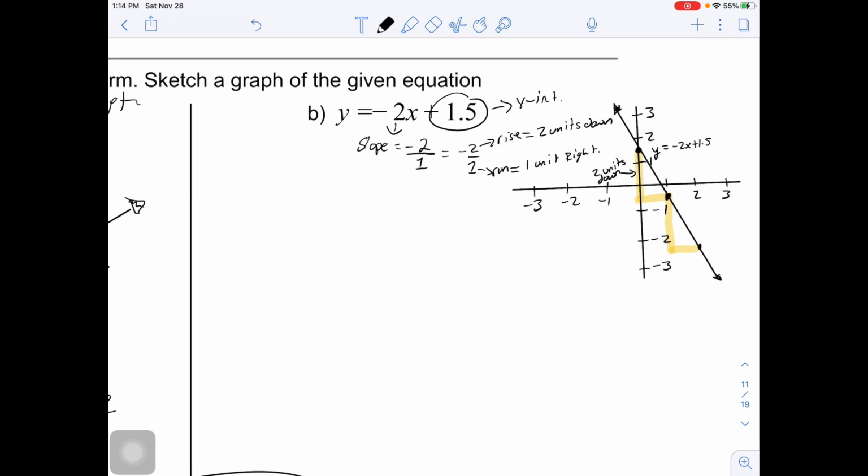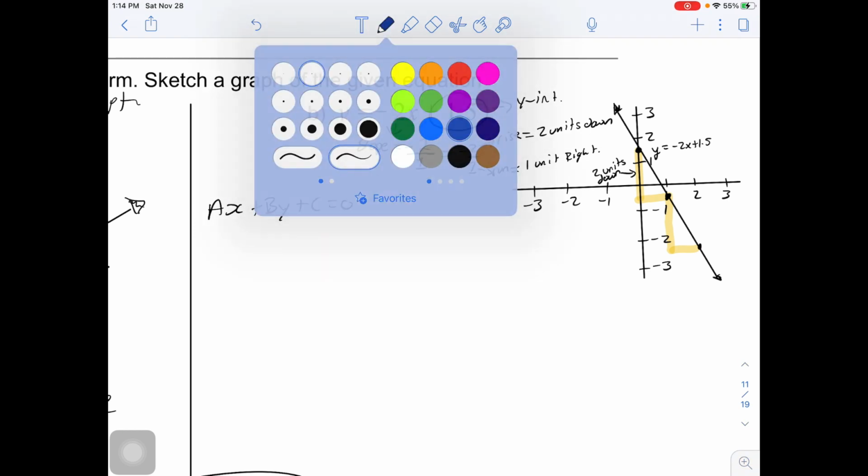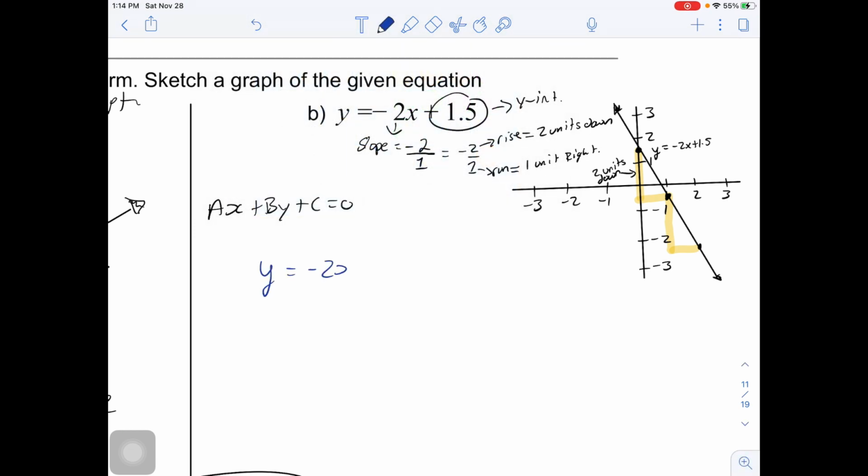Now, let's put this into general form. So remember, general form is ax plus by plus c equals 0. So this one's quite simple again. We're simply going to take our y value and subtract it from both sides. So I'm going to do minus y.